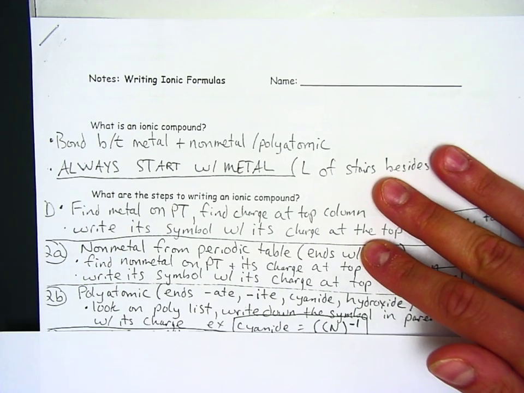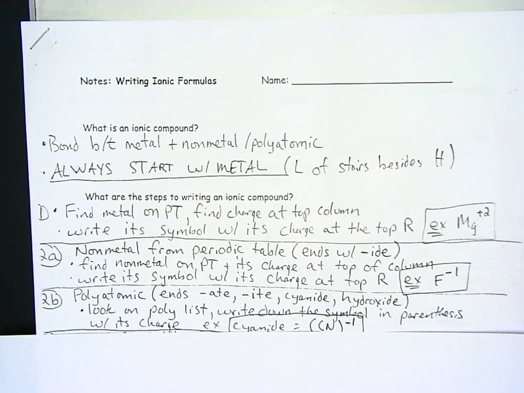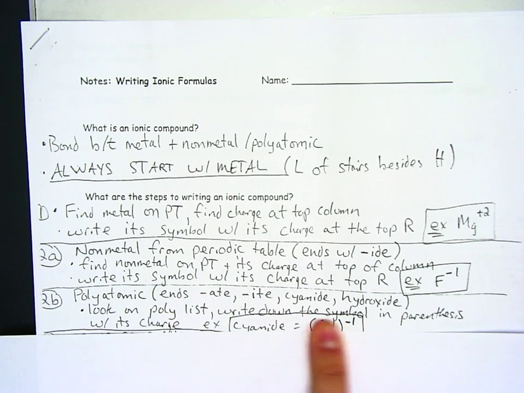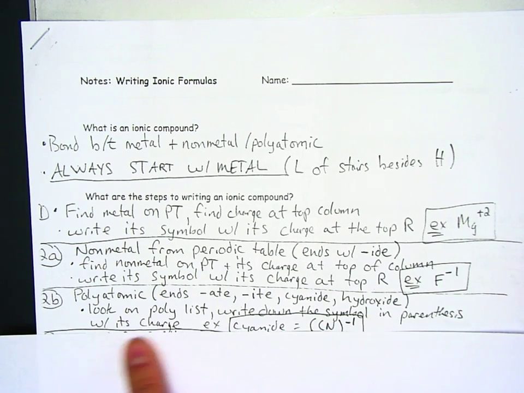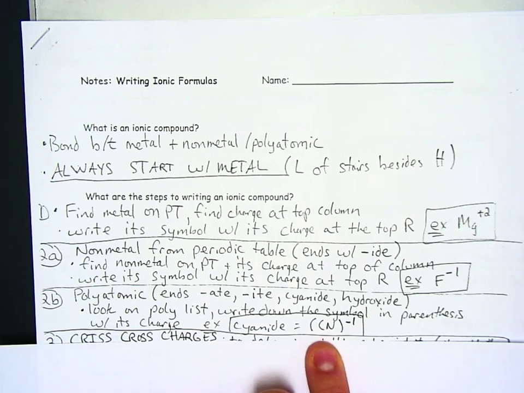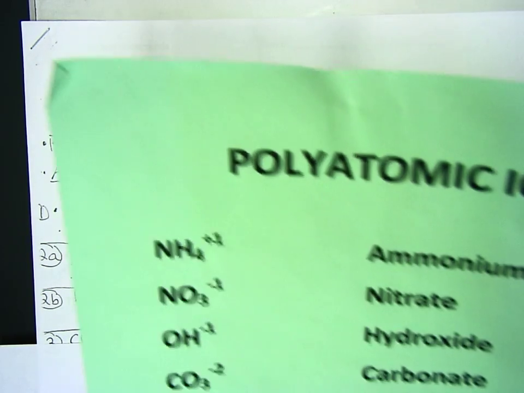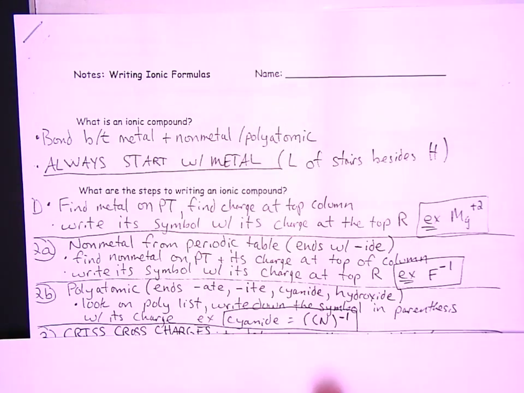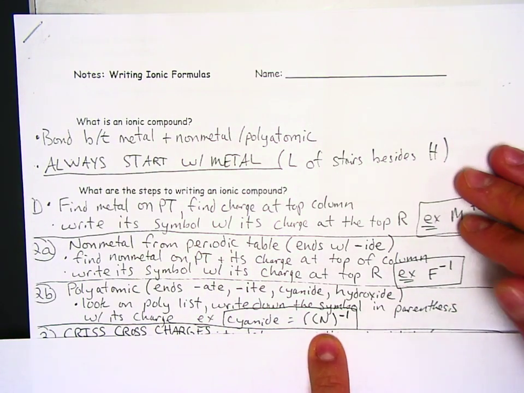If you're working with a polyatomic, that's something that usually would end in "ite," or if you're working with cyanide or hydroxide, that's on your polyatomic list. Write down the symbol in parentheses with its charge. So for example, cyanide is CN with a -1 charge, and you should put the C and the N in parentheses. That'll help you form your formula correctly.